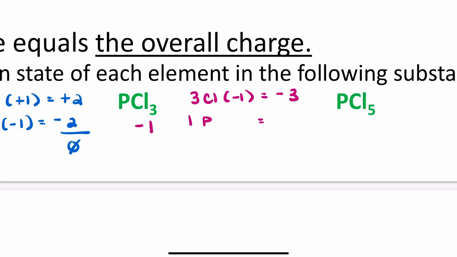My 1 phosphorus has to equal out to a +3 to give me a 0 overall charge here. Again, that means each chlorine is -1 and my phosphorus is +3. I just happen to have 3 of the chlorine to equal out to that overall -3 charge.